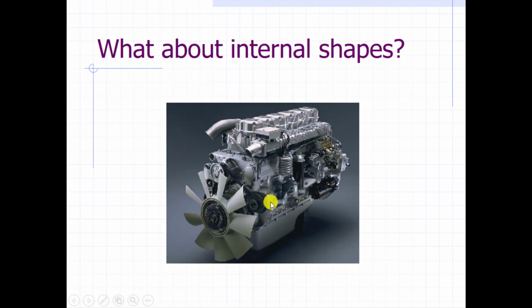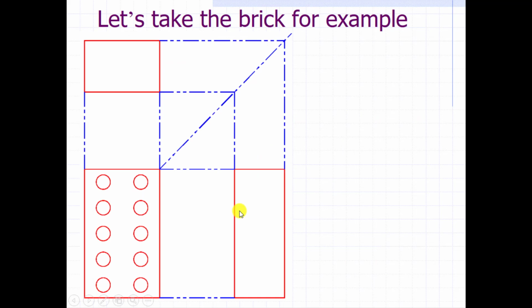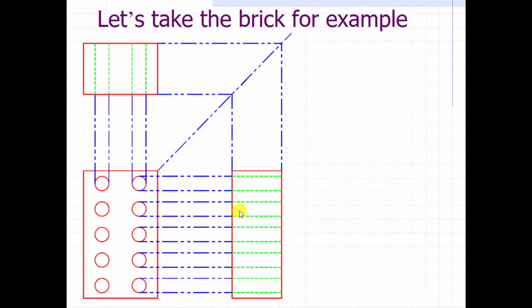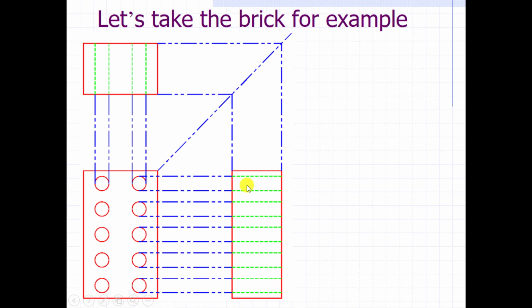We've got an engine here that's got a lot of internal features. Here we see holes in the front view. How do we express the holes in the top and the side view? And the answer to that question is with hidden lines. So if we back up a step, we see here we've got an AutoCAD drawing of our brick with what we can see. And if we go to the next slide, we can see that we've added in projection lines from all of the holes and hidden lines that show internal features of that brick.